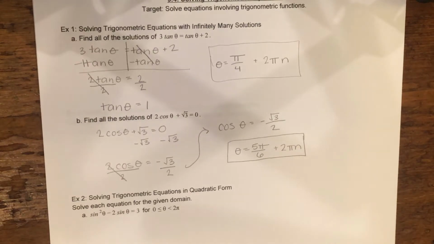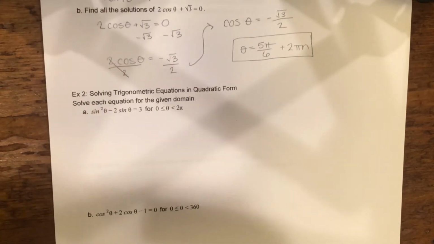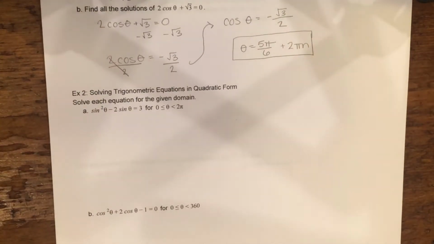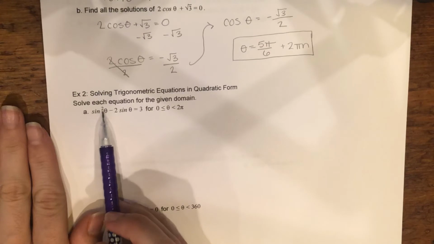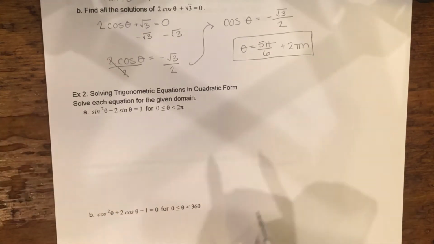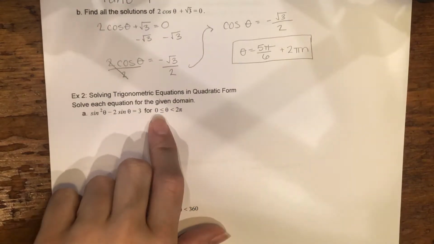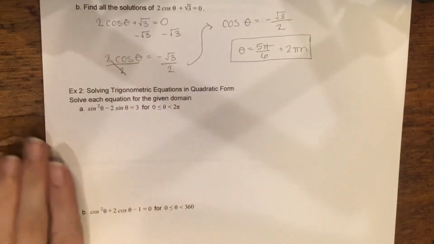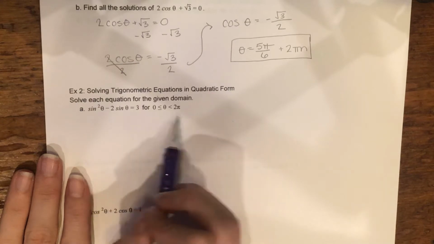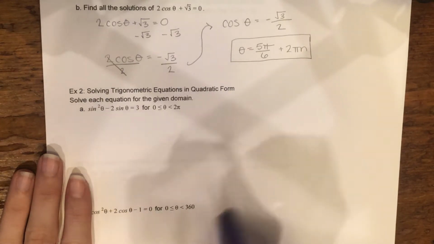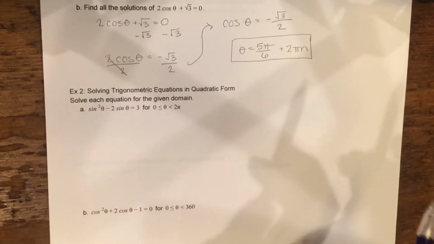All right, so for example 2, it says solving trig equations in quadratic form. What it means by quadratic form is I do have this squared now. Solve each equation for the given domain. My domain is going to be from 0 to 2 pi, so I'm just not going around the unit circle multiple times. I'm only going to be doing it the one time.